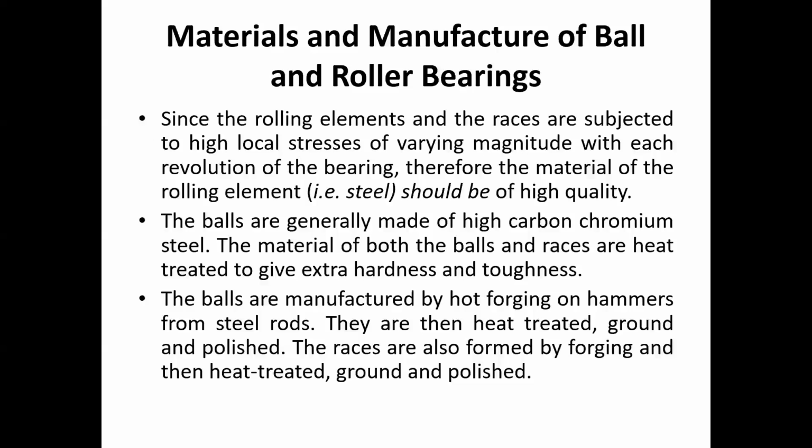The balls are manufactured by hot forging on hammers from steel rod. They are then heat treated, ground and polished. The races are also formed by forging and then heat treated, ground and polished. Okay, so if we summarize, what type of material do we use? We use high carbon chromium steel for the ball and the race. And how do we make them? We make the ball and race by forging, and after forging we go for heat treatment, grinding and polishing.